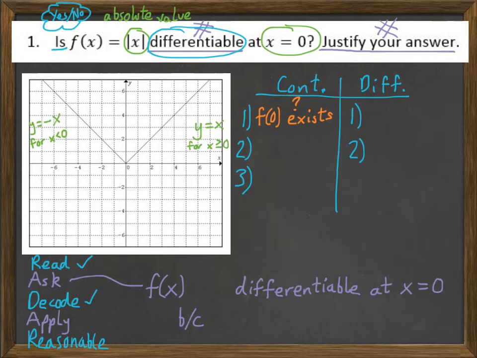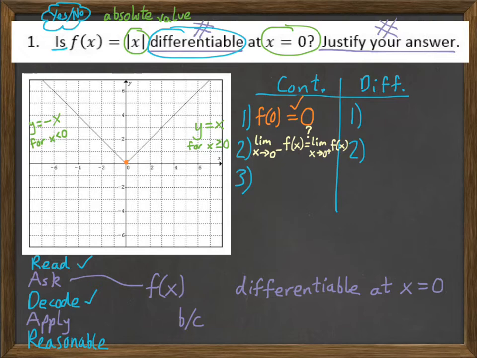So pause the video real quick. I'll give you lots of opportunities to pause here, so be ready. Pause and see, do you agree that f of 0 exists or not? Yes, it does exist. The function value at 0 is 0. Alright, great. We need to check the second condition now, which is that the limit exists.